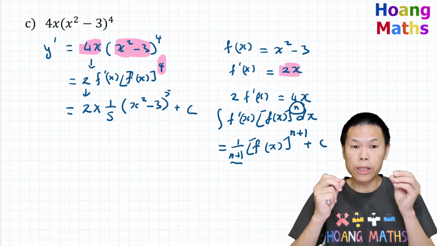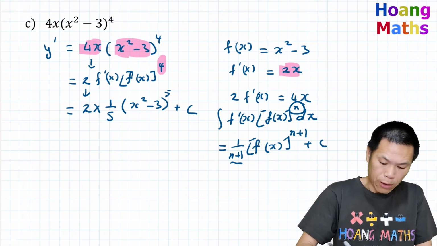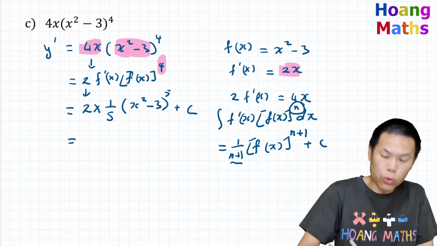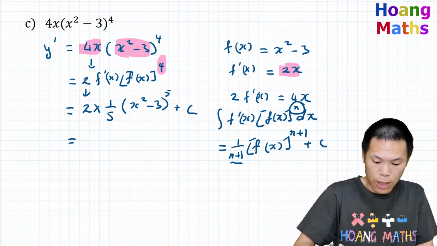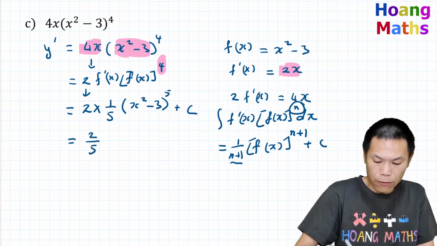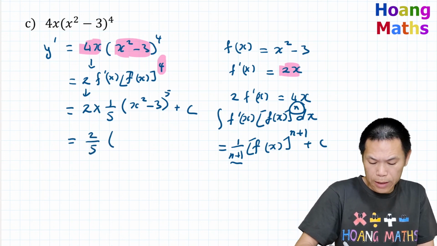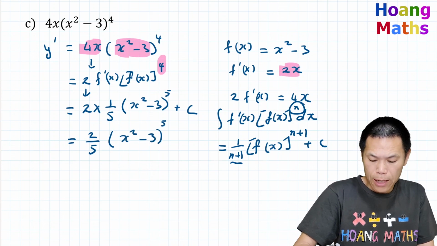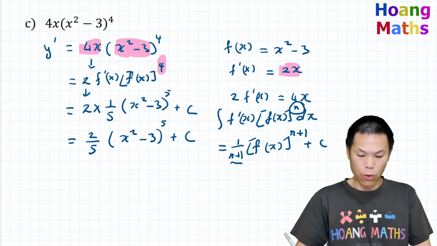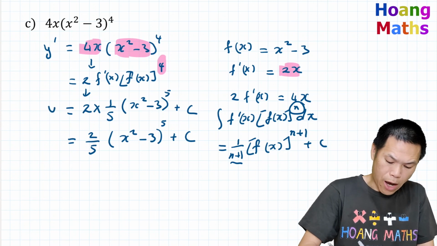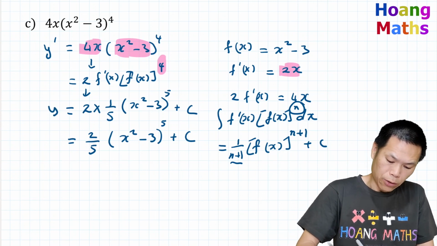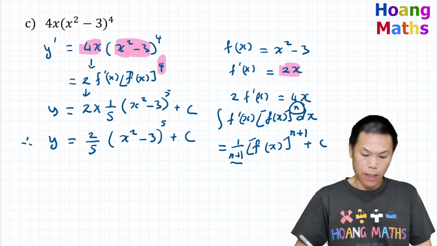So now what I do is I just simplify this. Now to simplify this, we just go 2 times 1/5. So that is 2 over 5. So that is (x squared minus 3) to the power of 5. And we need to add a constant, of course. So that is y. Okay, don't forget. So therefore, y is equal to this.